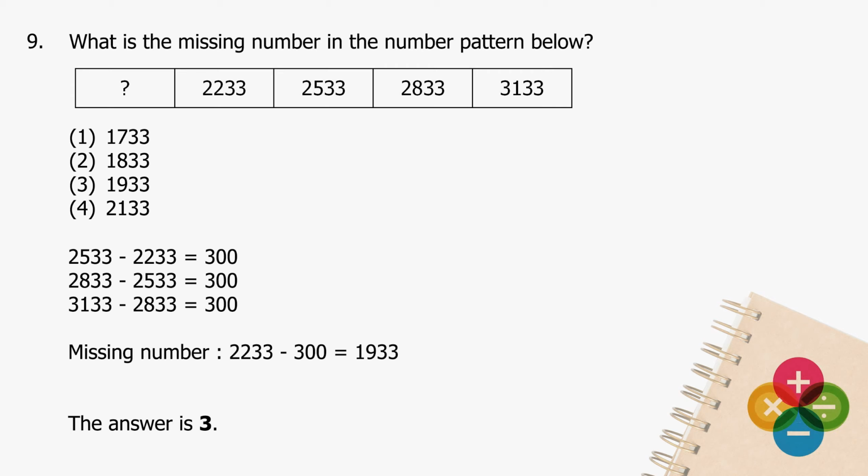Subtract 2233 from 2533, and the difference is 300. Subtract 2533 from 2833, and the difference is 300. Subtract 2833 from 3133, and the difference is 300. The missing number will be: subtract 300 from 2233, and the difference is 1933. The answer is 3.